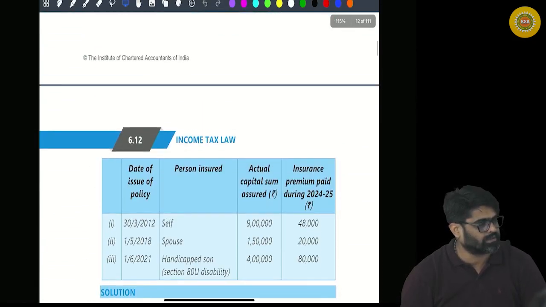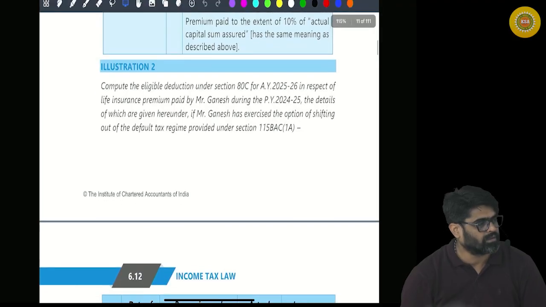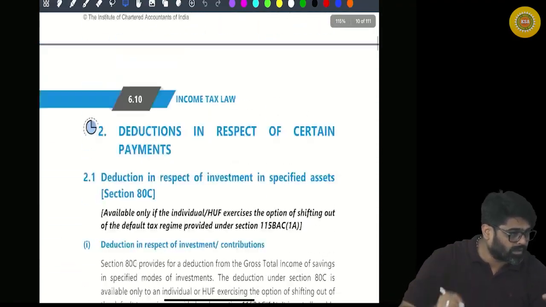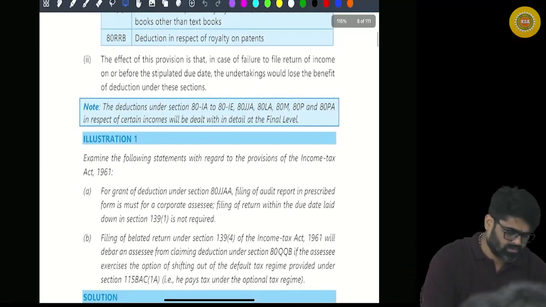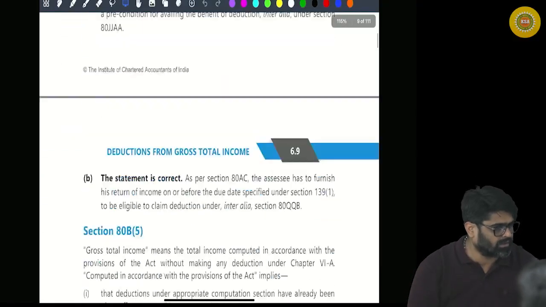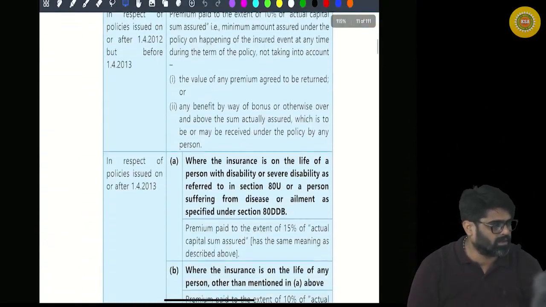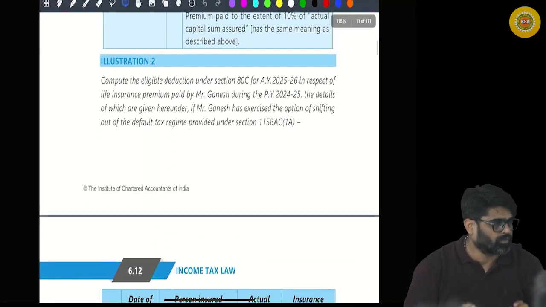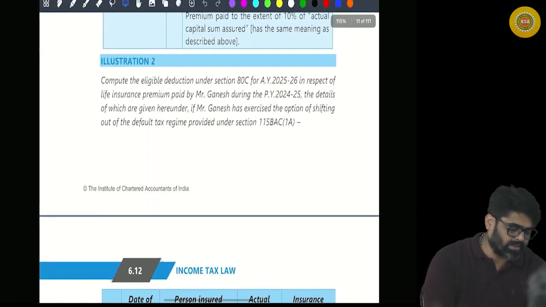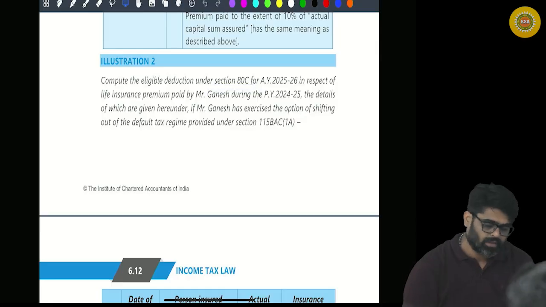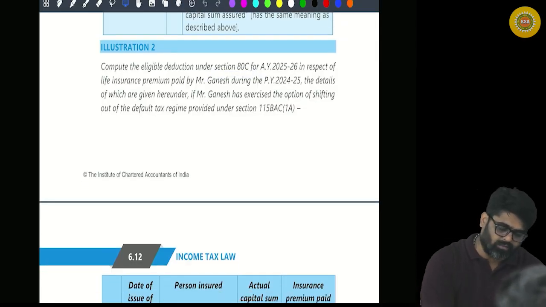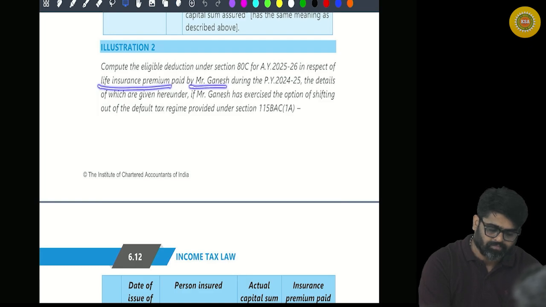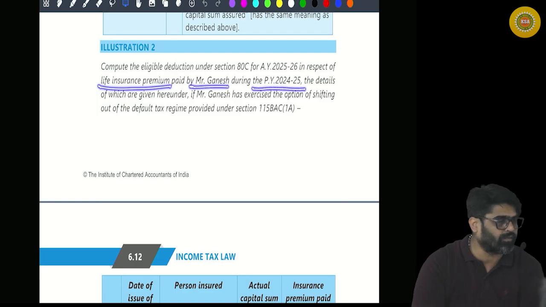Can you see the first illustration over here? Illustration number 1 is not that important. You can leave this illustration number 1. Go to illustration number 2. Compute the eligible deduction under section 80C for the assessment year 25-26 in respect of life insurance premium paid by Mr. Ganesh during the previous year 24-25.